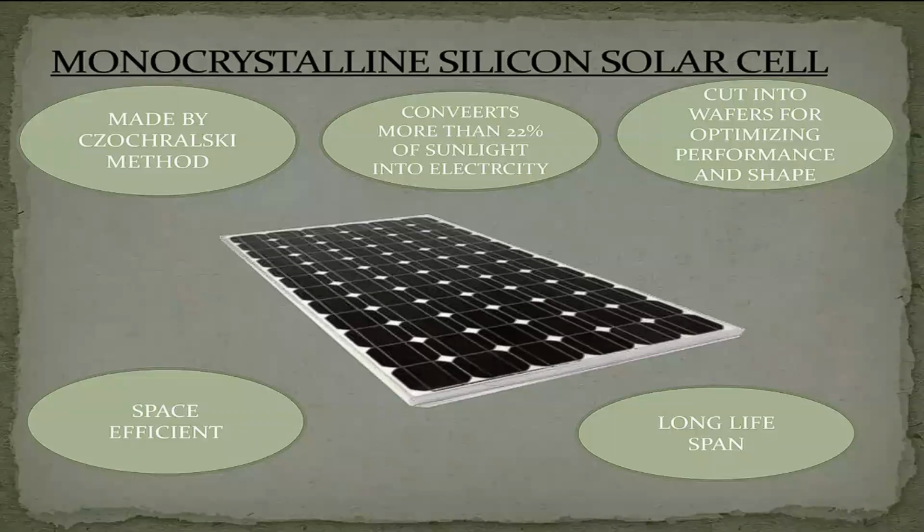First, the monocrystalline silicon solar cell. A monocrystalline silicon solar cell looks like the image given here. It converts more than 22% of sunlight into electricity. They are cut into wafers for optimizing performance and shape. As they can be cut into wafers, they are obviously space efficient, and they have a longer lifespan than any other solar cell. Let's see the next one.